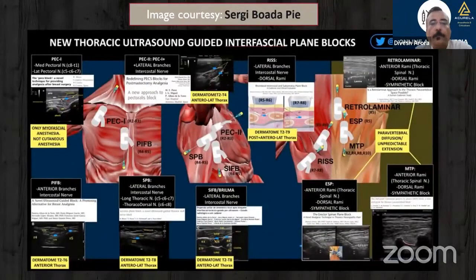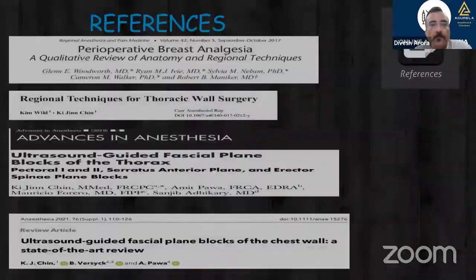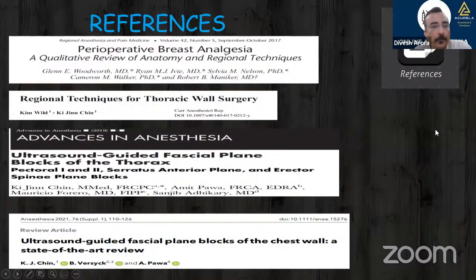So this is an excellent infographic by Dr. Sergi Boada-Pai. He's available on Twitter. You can just subscribe to his Twitter handle, and you will realize he publishes so many images. This is one of the images. You can take a screenshot, and once you have time, you can go through it. It is just a summary of whatever blocks are available for chest block, and the majority of them I have covered in my lecture. So these are good quality references.